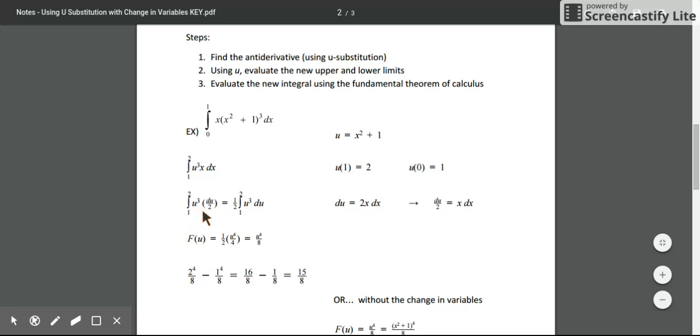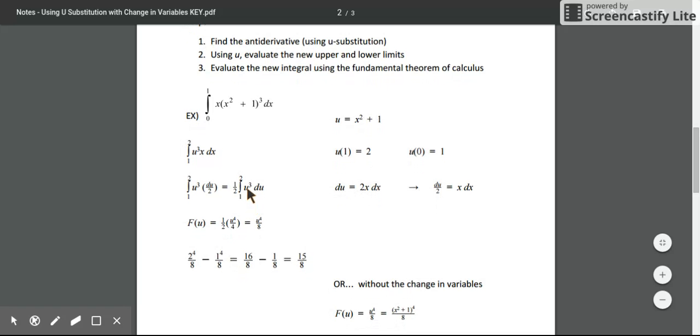One more step before I actually integrate. I'm going to take that 1/2 constant out to the front, and now I can find my definite integral. We're going to use the power rule. We're going to find our antiderivative. We get u to the 4th over 8.